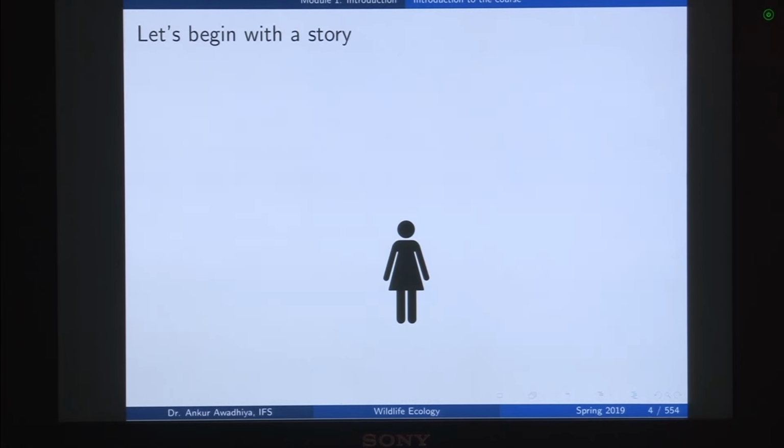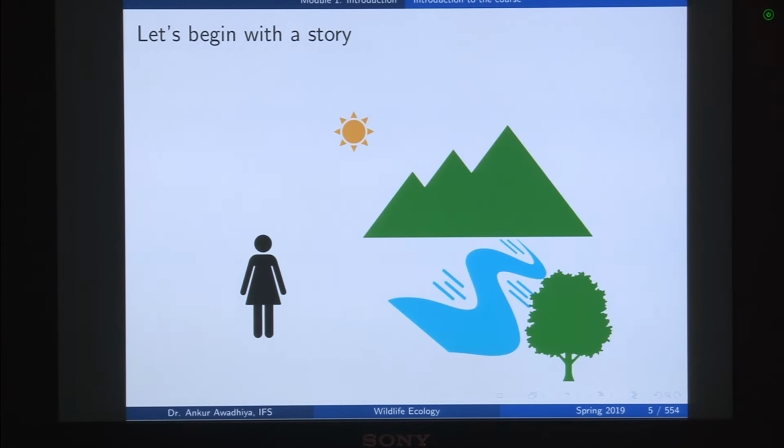So, let us begin this course with a story. Now, this story concerns a girl who lives in a village. So, let us call this girl Miss X, and she is living in a village. This village is a very beautiful village. It is surrounded by some beautiful hills. It has a river that passes through it. It has some trees around, some grasslands, some fields, and this girl is fond of looking at nature, and she is very fond of looking at different kinds of birds that are found in this village.